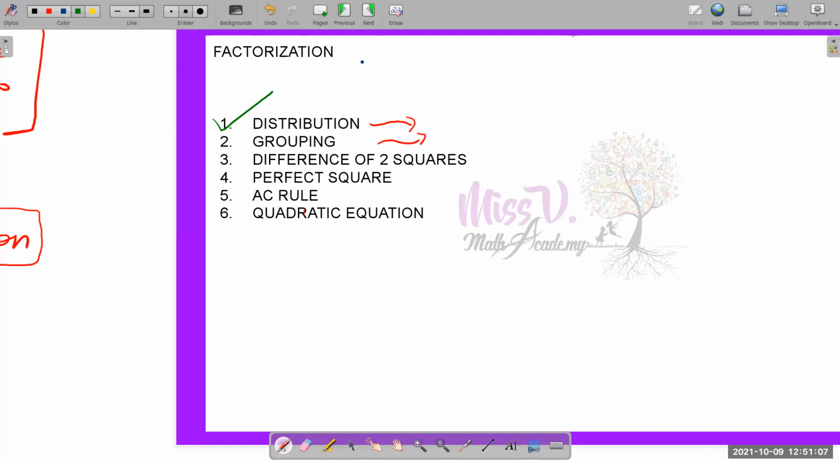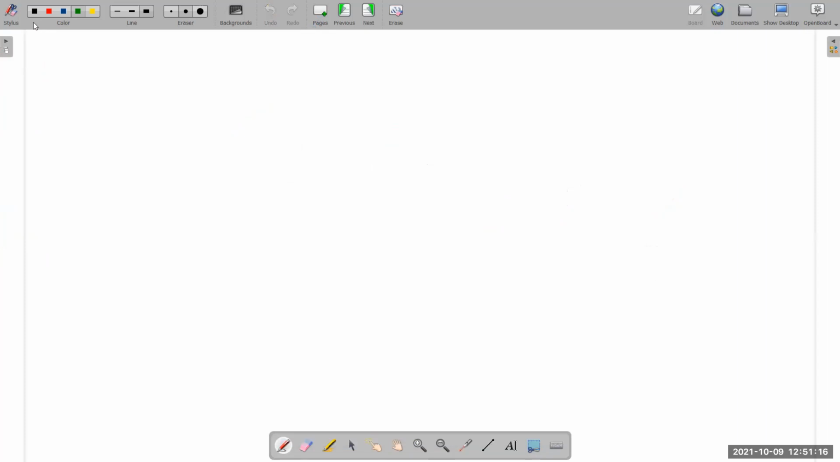So when you hear factorizing by grouping, this is where we're going to just add another page. And we're going to copy down our topic, factorization using grouping.